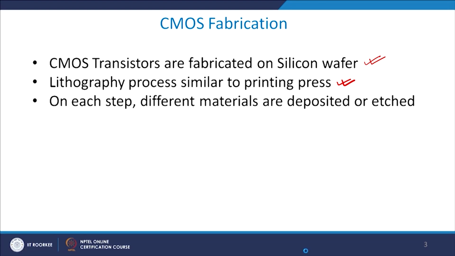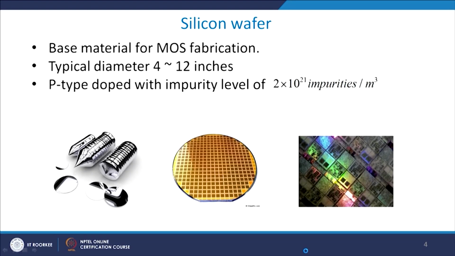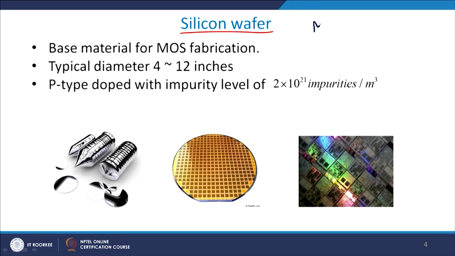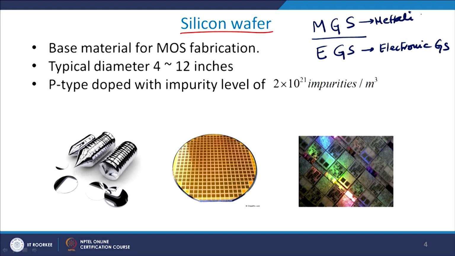On each step we use different devices. Now, the starting material is basically what is known as a silicon wafer. There are two types of silicon available to us. One is known as MGS, which is metallic grade silicon. You also have an electronic grade silicon, EGS. As you can appreciate, this is much more pure as compared to metallic grade.